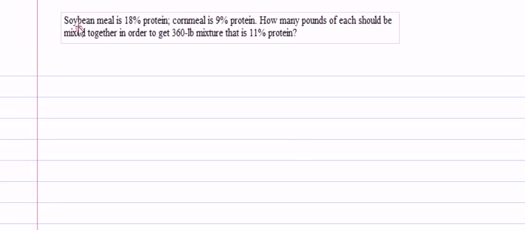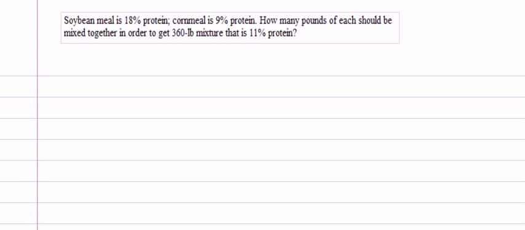All right, here we have a problem that says soybean meal is 18% protein, cornmeal is 9% protein. How many pounds of each should be mixed together in order to get a 360-pound mixture that is 11% protein?